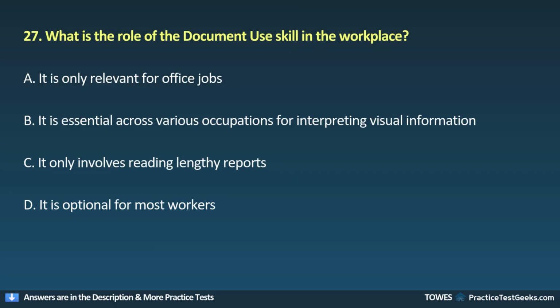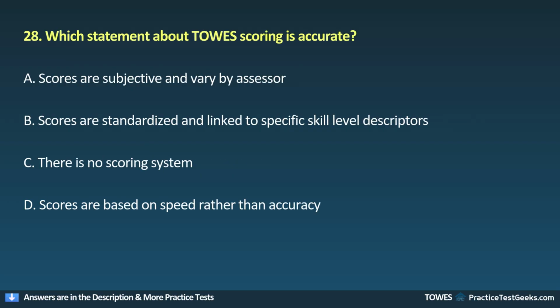27. What is the role of the document use skill in the workplace? A. It is only relevant for office jobs. B. It is essential across various occupations for interpreting visual information. C. It only involves reading lengthy reports. D. It is optional for most workers.